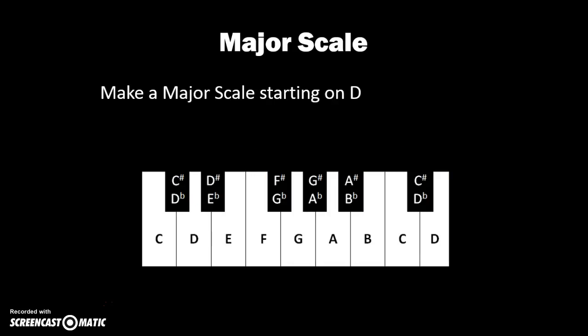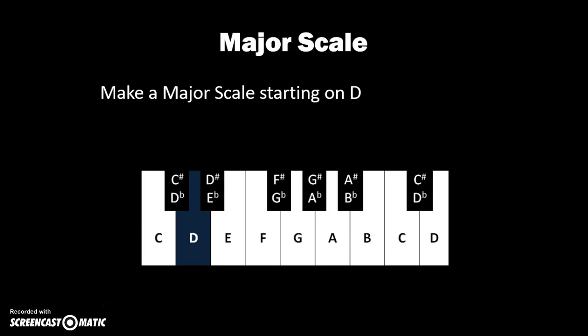So let's make a major scale starting on the note D. We know that for a major scale we have to use each letter of the musical alphabet in sequence without skipping or reusing any of them. That's going to be very important because D major does not just use the white keys, it does use some of those enharmonic keys in between.